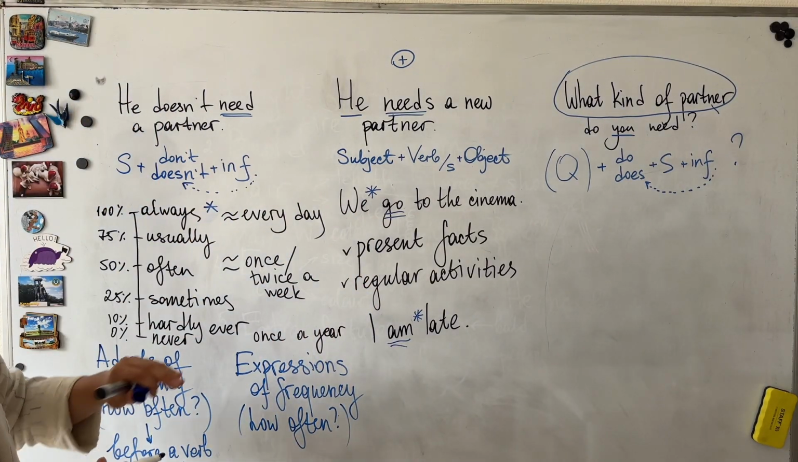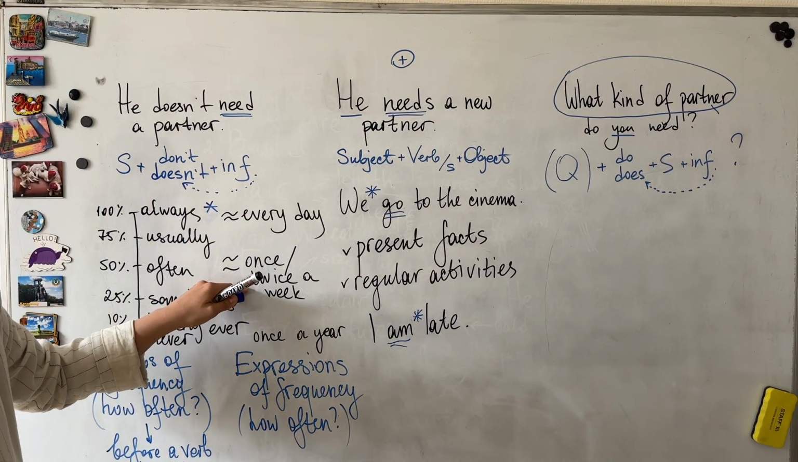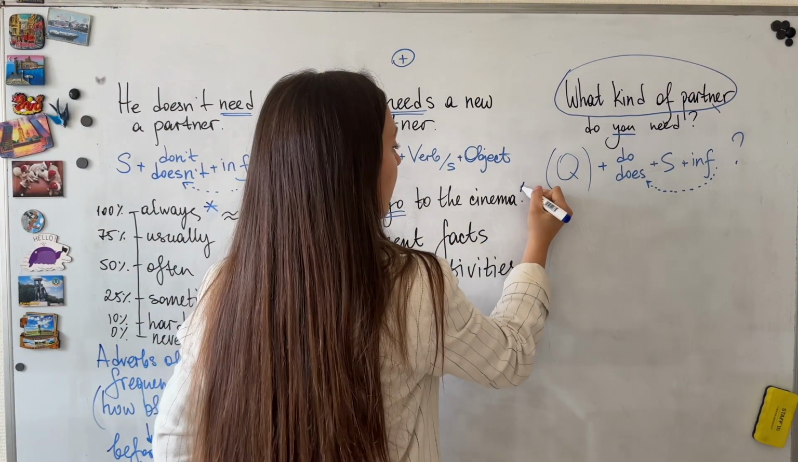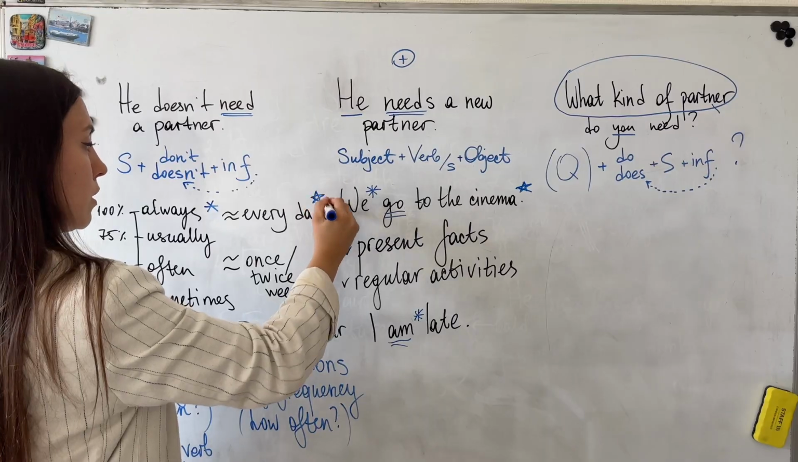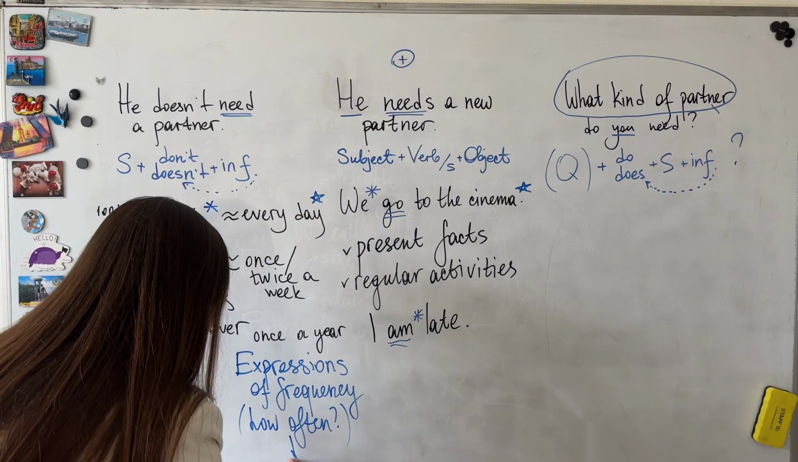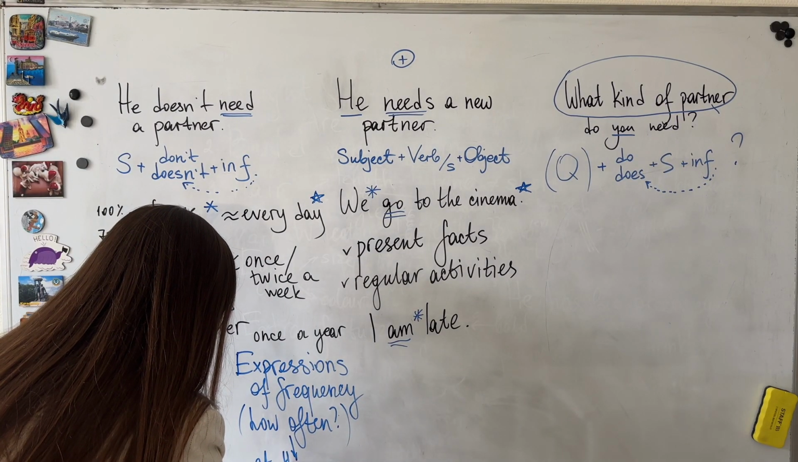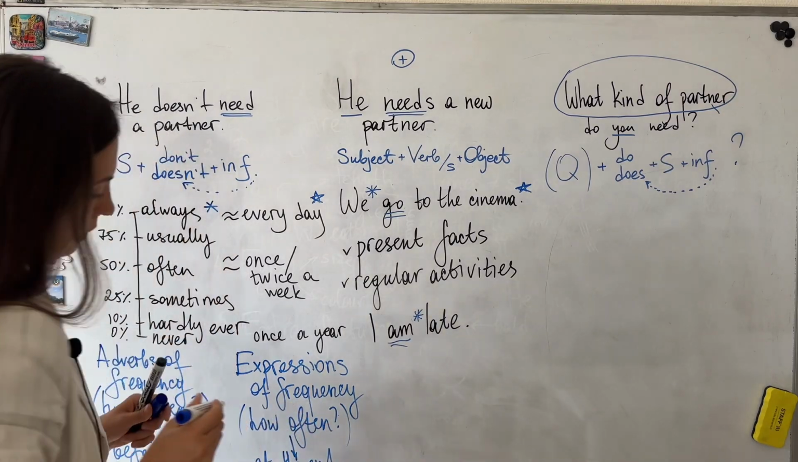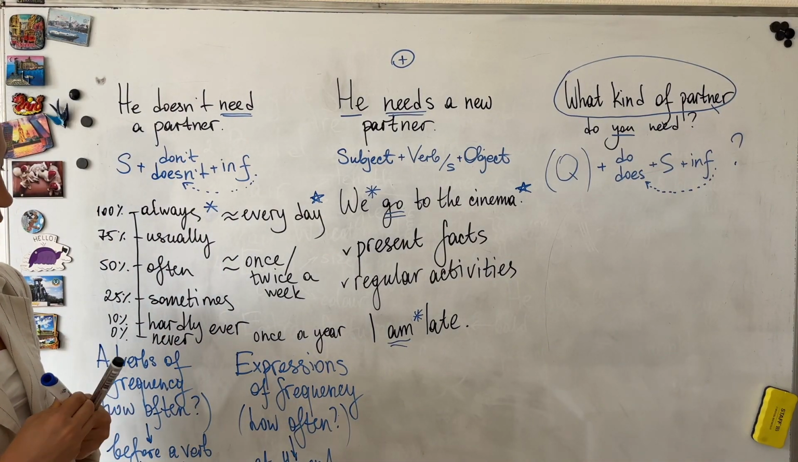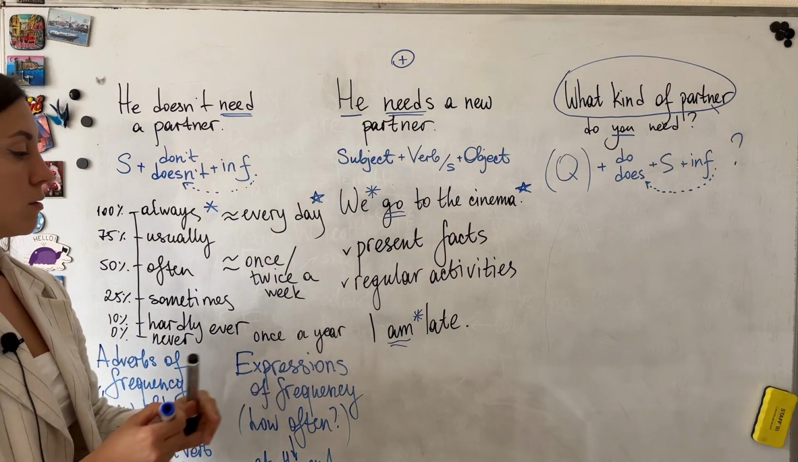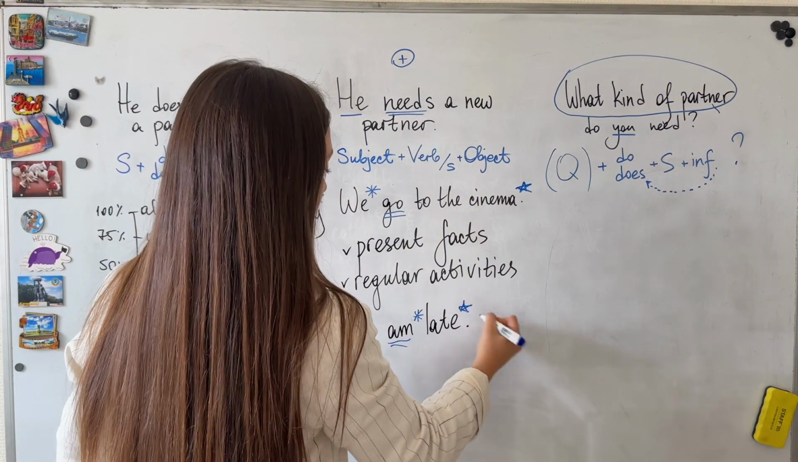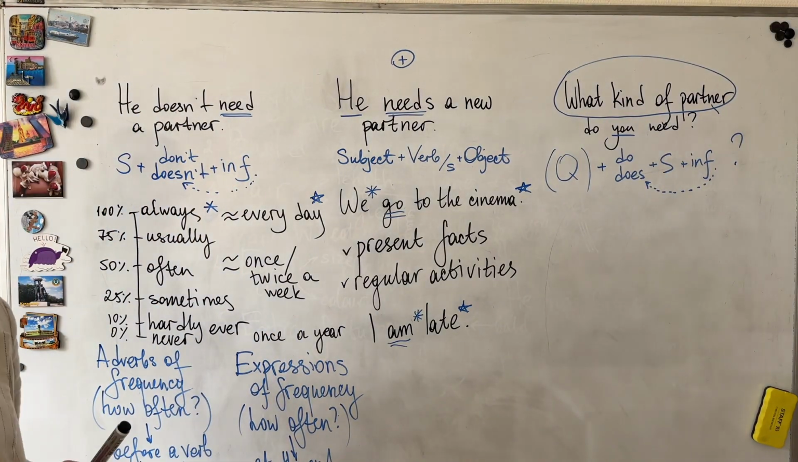Where shall I put them in the sentence? For example, we go to the cinema. Let's use once a week. Yeah, they will go at the end. We will mark them as a star. At the end. Great, great. What about here? Let's use once a year. Again, at the end. No exceptions. I'm late once a year.